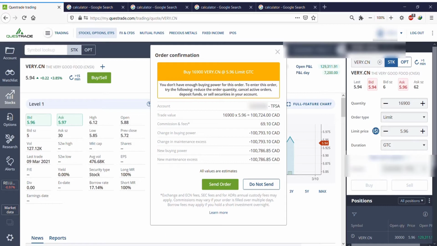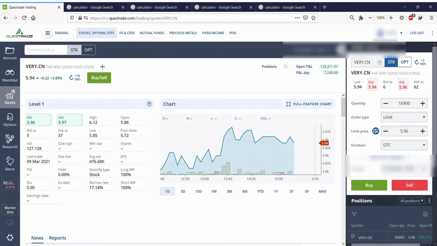I think I've talked about this. I'm just going to click on do not send. So that's how you can basically place your orders. I'm going to talk about this once more when I am reviewing the app, but for now let me just close this.